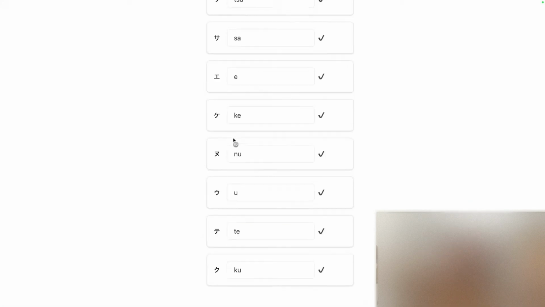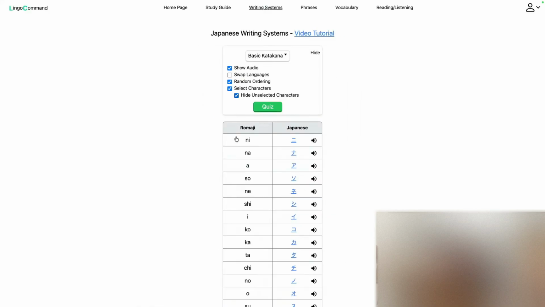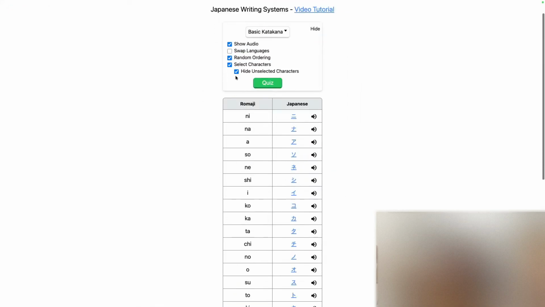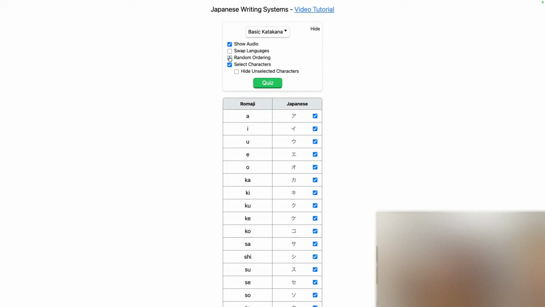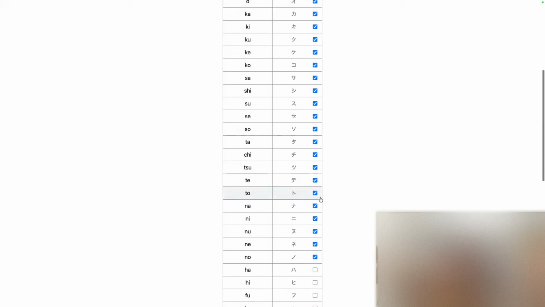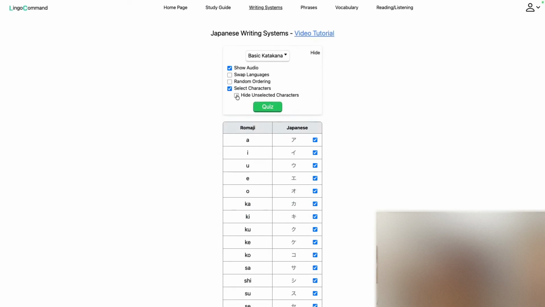Come on! Nice, so that's 25 characters learned. So what we're gonna do is we're gonna show what characters we've selected. We're gonna undo random ordering, right? So that we can select the next 5. So this is like the cluster 5 for H.